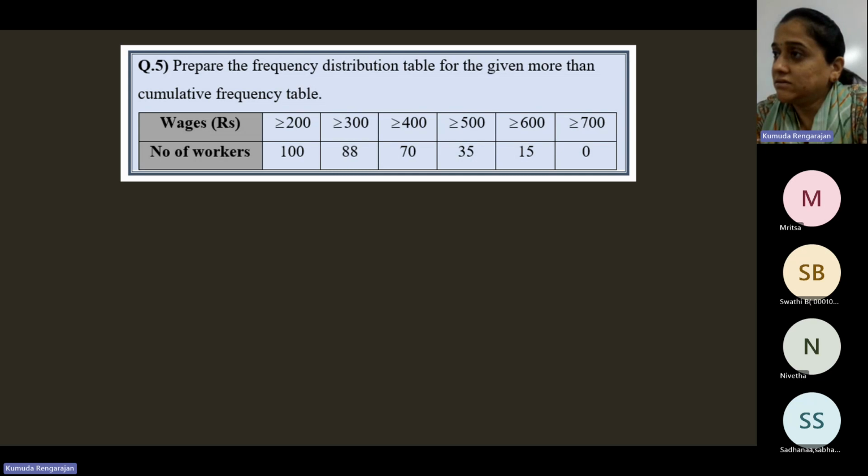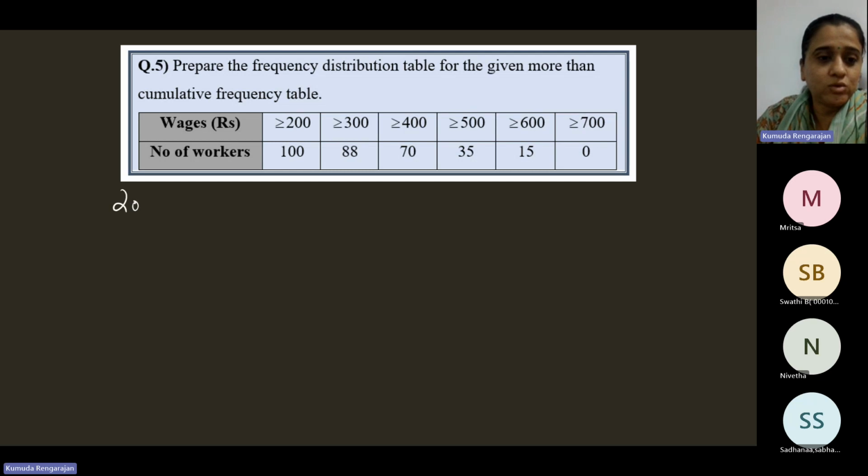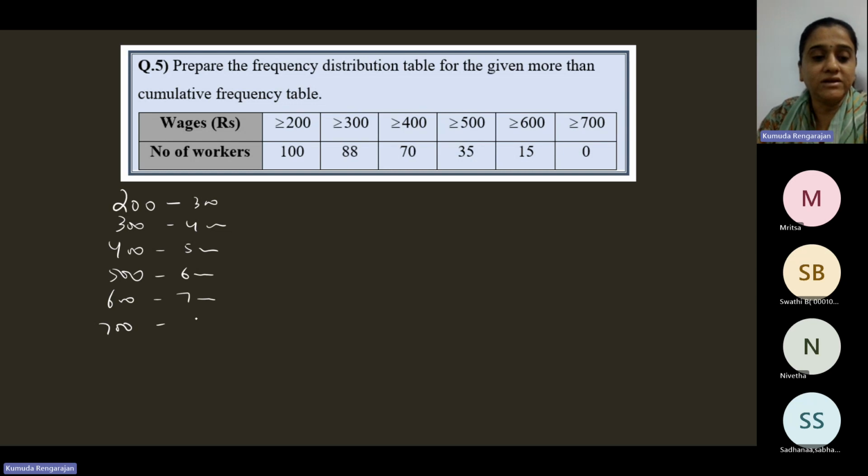So these numbers are with the greater than symbol. So greater than means not upper limits. These are the lower limits. So the lower limits are 200, 300, 400, 500, 600 and 700. Now you fill the corresponding upper limits. 200 to 300, 300 to 400, 400 to 500, 500 to 600, 600 to 700, 700 to 800.